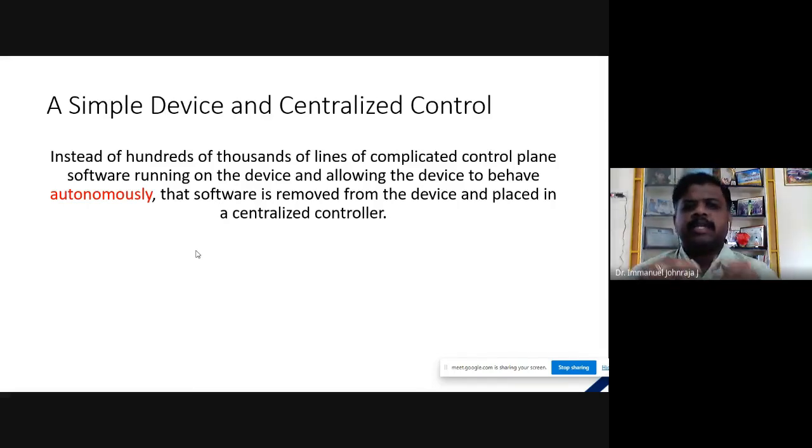The second characteristic of your software defined networking is a simple device and centralized control. I read the statement for you. Instead of hundreds and thousands of complicated control plane software running on the devices and allowing the device to behave autonomously, the software is removed from the device and placed in a centralized controller. This is going to reduce the burden on all the hardware devices, maybe a switch or router for that matter. For instance, OSPF and RIP are all applications or software running on the hardware.